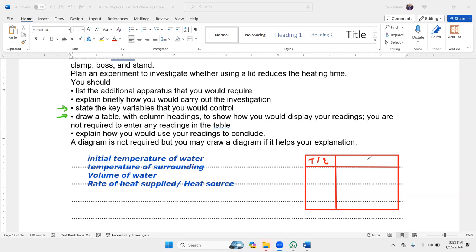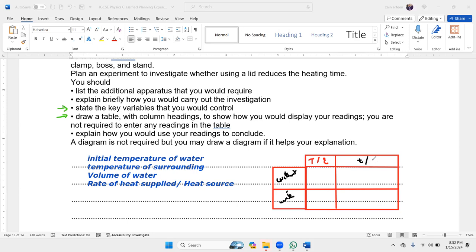And then it reaches a boiling temperature. The final temperature will be 100, so we don't have to mention that. And one is with lid, another one is without lid. So this experiment, the first one is done without, and the other one is done with lid. And this t is a time in seconds or in minutes.